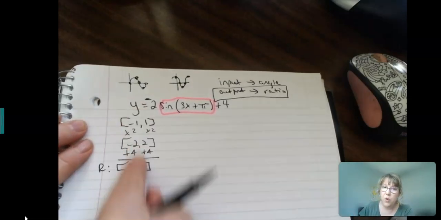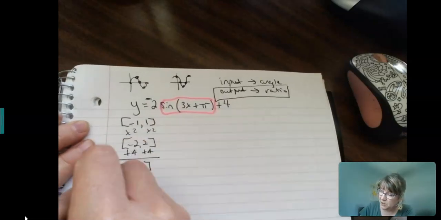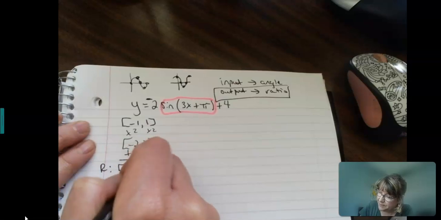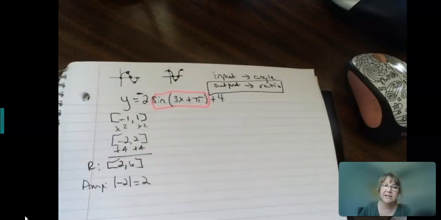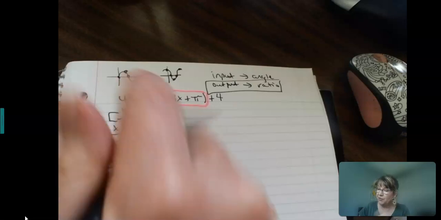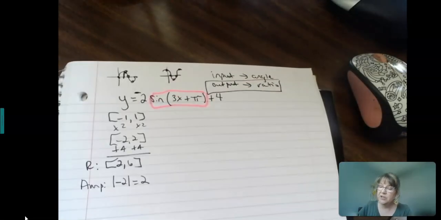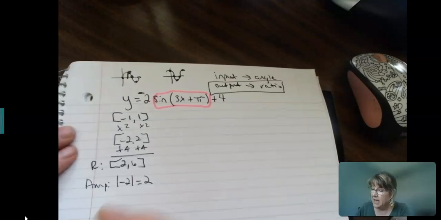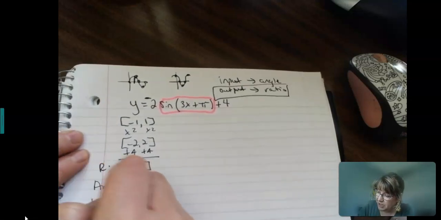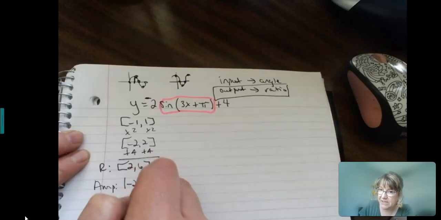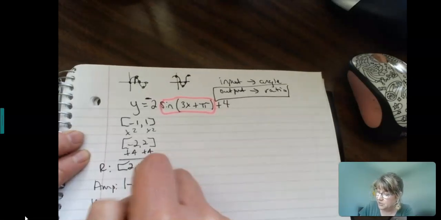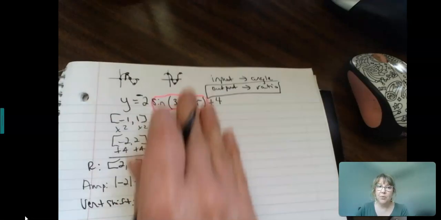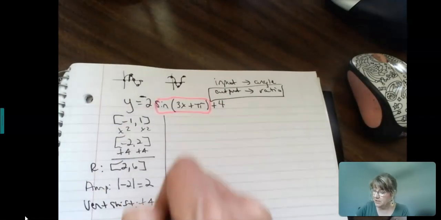Now, what we know from the output is we know the range. We got that. We know the amplitude is the absolute value of -2. And that's the amplitude, your distance from the mid to the high or the distance from the mid to the low. It's just that amount. And then we also know that our vertical shift, again, this is happening to the y, is exactly what it says. You are going up 4. Okay. All right. So now we're going to focus on the angle side. So let's do that next.